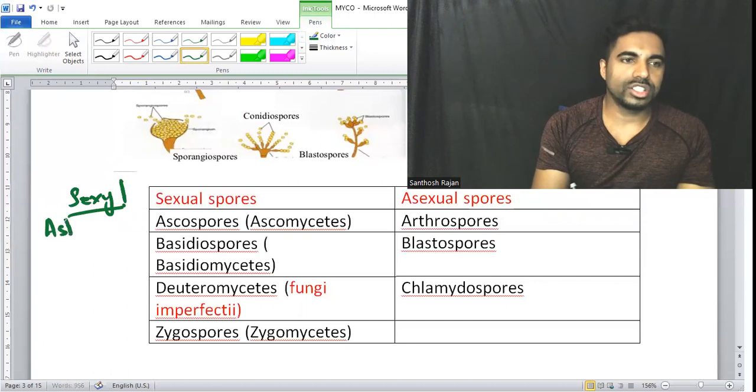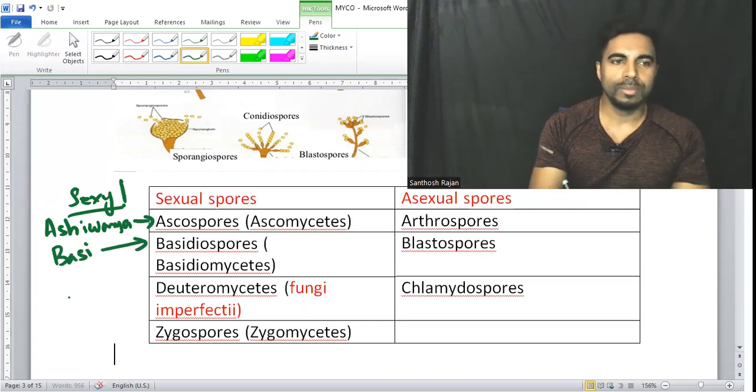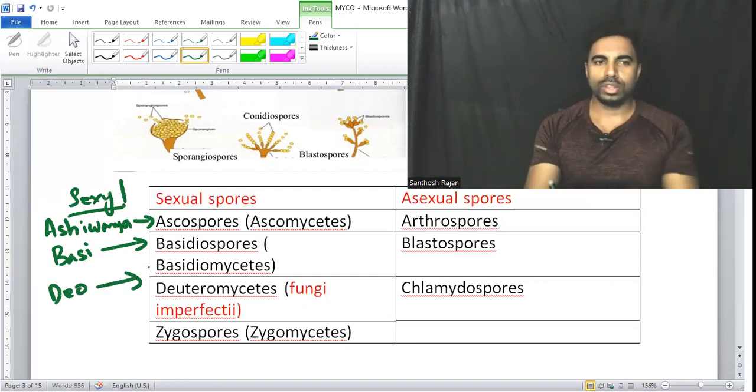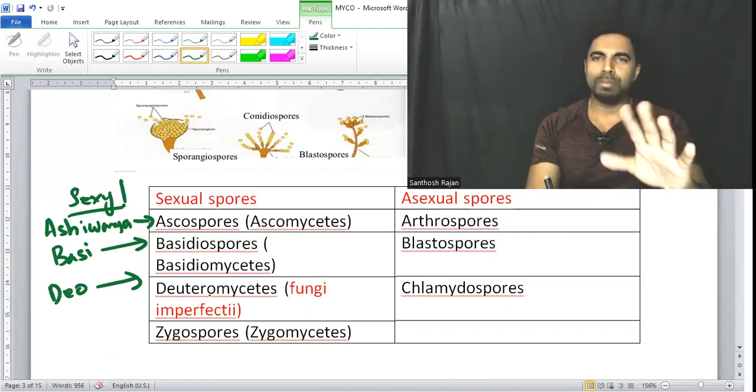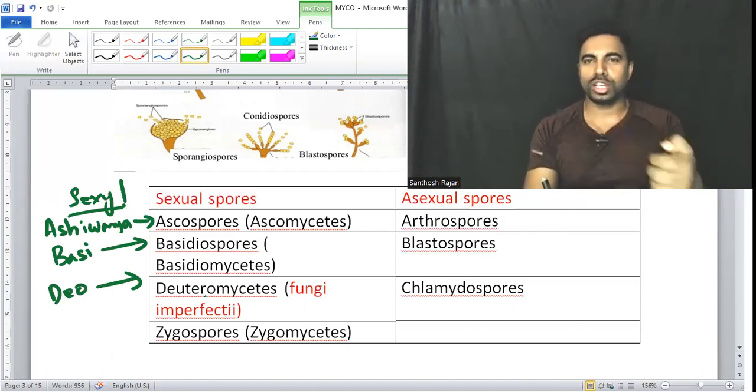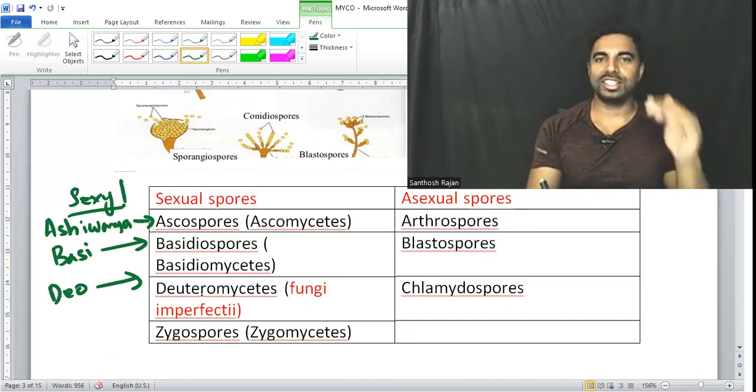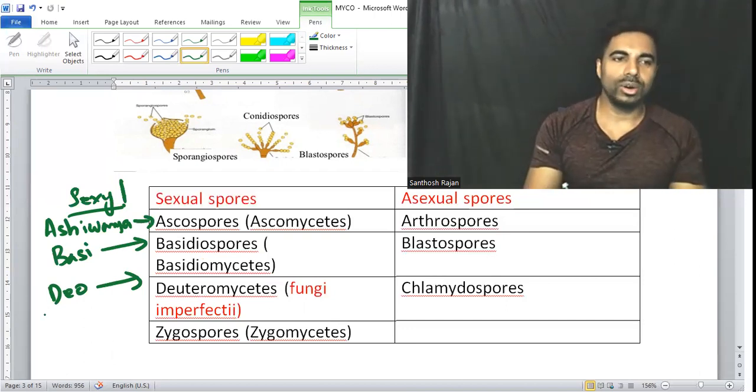Aishwarya. Ash. Our Ash is Aishwarya, you know that, right? That means ascospore. Who else? Basi. Our Basi is sexy. Basidiospore, done. Dio. Anyone who uses deodorant is sexy. Dio, that is Deuteromycetes. Deuteromycetes are called imperfect fungi, imperfect look, and they use deo. And imperfect is sexy these days. You understand? Dio and imperfect people are sexy.